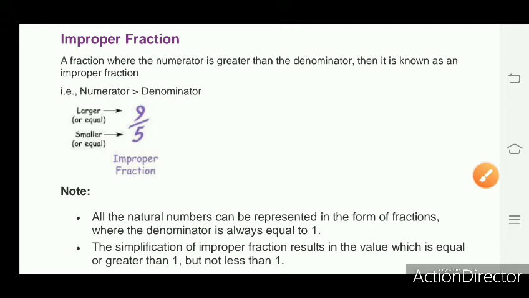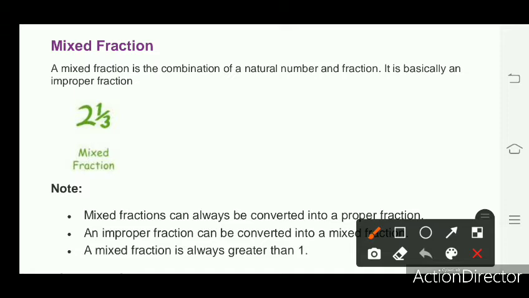Now there is an important note also about natural numbers. All the natural numbers can be represented in the form of fractions where the denominator is always equal to 1. The simplification of an improper fraction results in a value which is equal to or greater than 1, but not less than 1. Now students, here we will discuss mixed fraction.